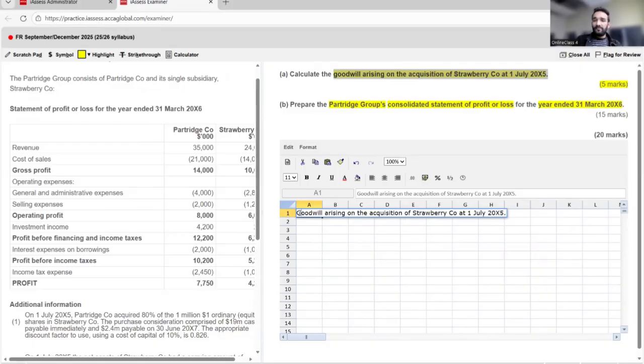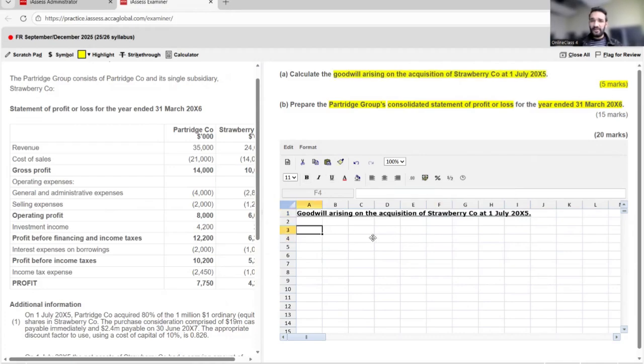Goodwill arising on the acquisition, right? So this is my part A. I'll be calculating the goodwill first, for 5 marks. Then leave around 8 to 10 rows, let's say 3, 4 columns, and just give the B heading.